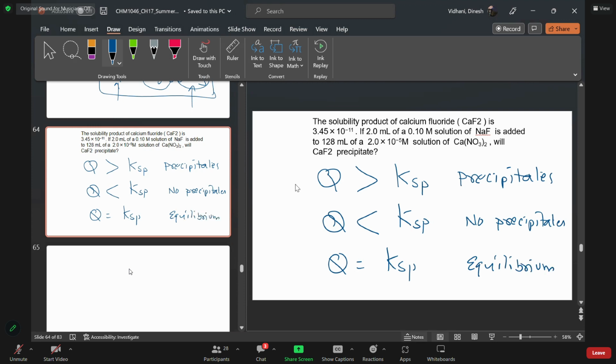So we just need to find our value of Q. But to find the value of Q, we need to know the concentration of calcium ions. We need to know the concentration of fluoride ions. We need to multiply them and find that value. How do we do that?